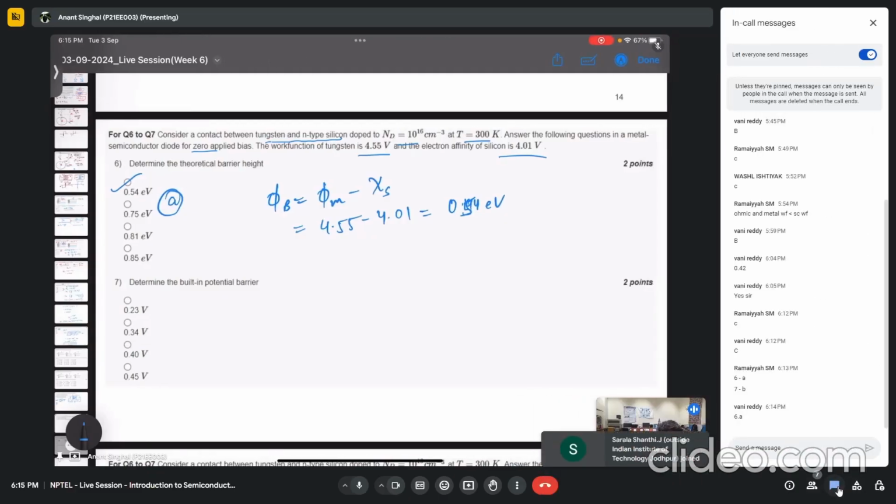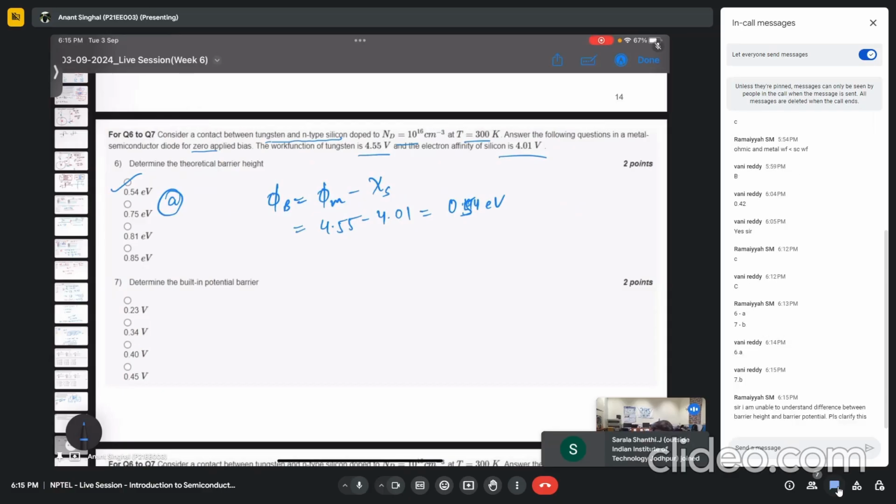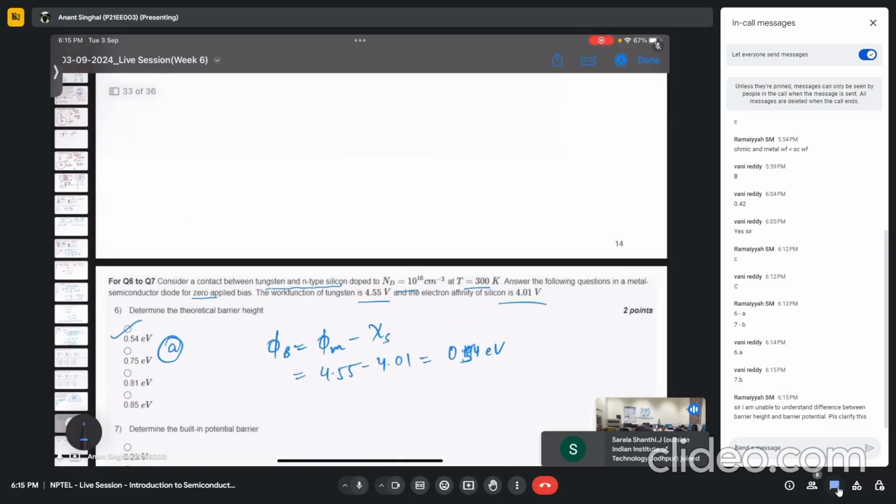Maybe one or two students, if they give it, then... What is the difference between barrier height and barrier potential? Yeah, they are the same. We define it by height, but it is nothing but the potential barrier. That is why we call it barrier height, but it is by default a potential in terms of semiconductor physics. Barrier height and barrier potential are the same thing.